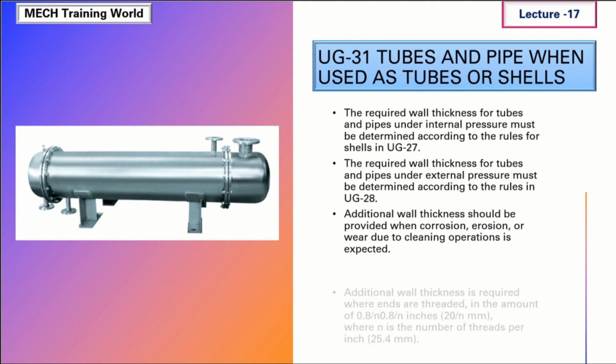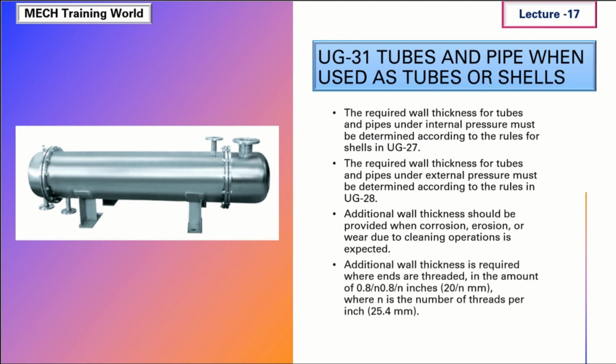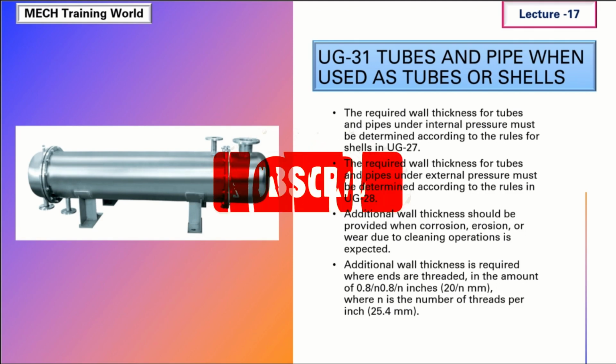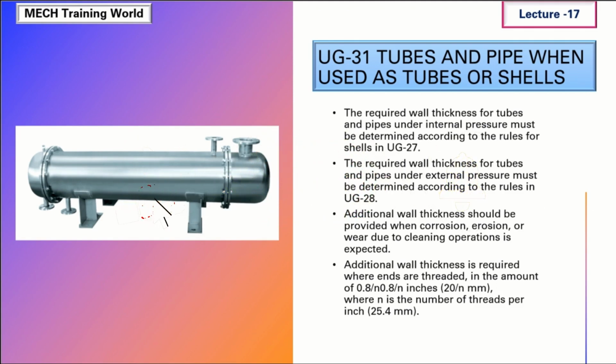And next one is when ends are threaded. When ends are threaded, additional wall thickness is required. The amount of additional thickness is calculated as 0.8 per n inches or 20 per n mm, where n is the number of threads per inch. So this ensures that the threaded ends are strong enough to handle the stresses involved.